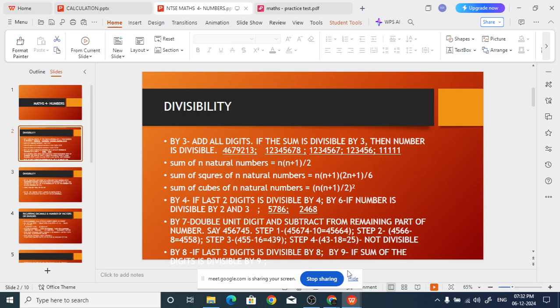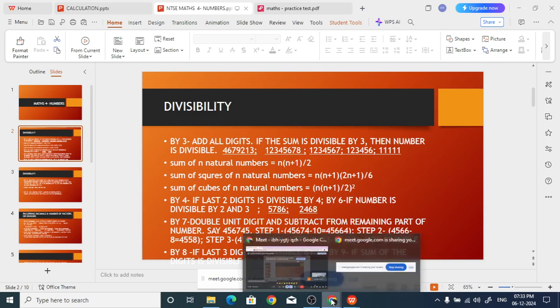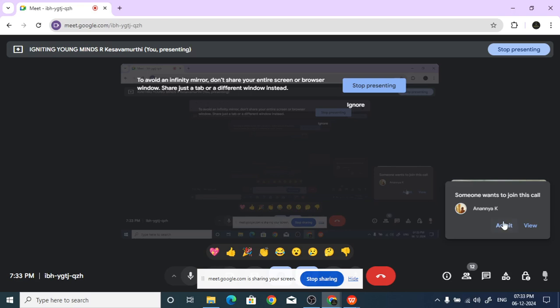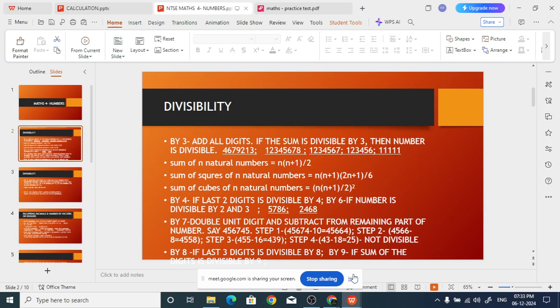You understood what I'm saying? Yes, sir. Okay, go to the next number: 1, 2, 3, 4, 5, 6, 7, 8. Is it divisible by 3? Add all these numbers. If you add all these numbers, you get 36, I think. So 36 is divisible by 3, which means that number is divisible by 3.